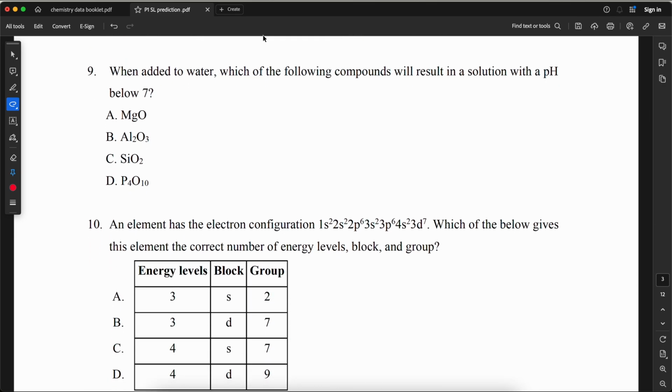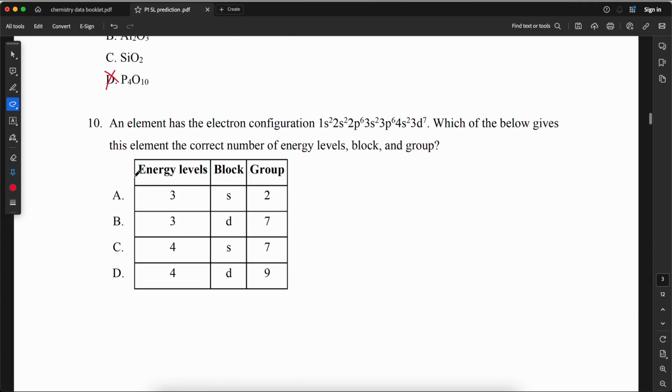When added to water, which of the following compounds will result in a solution with a pH below 7, which is acid? MgO is a basic oxide. It comes from group 2, so it's a basic oxide, pH bigger than 7. Al2O3 is amphoteric, so pH around 7. Now it's left SiO2 and P4O7. Si is slightly acidic because it comes from a nonmetal, but P is more nonmetal. So the one that is more acidic, with pH below 7, would be D, because this is an acidic oxide.